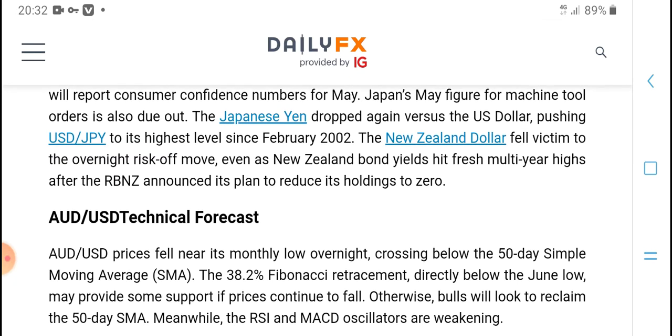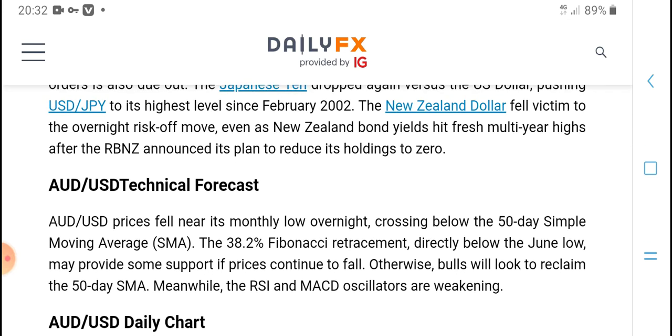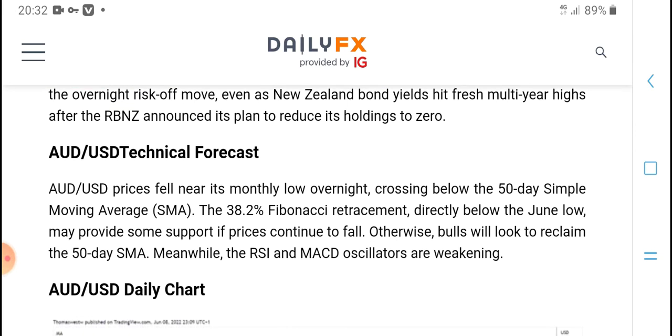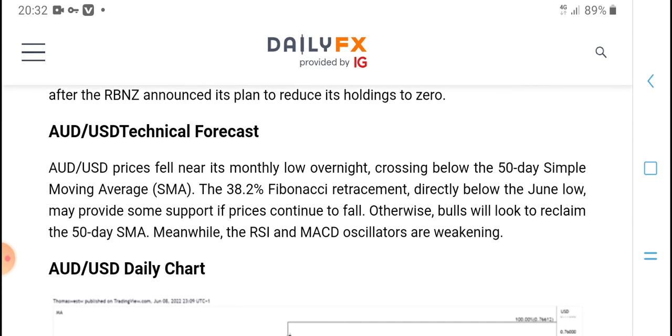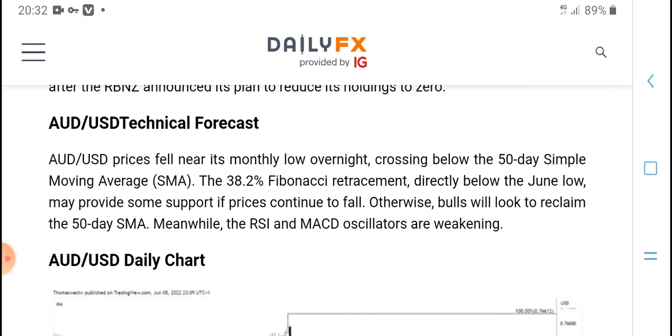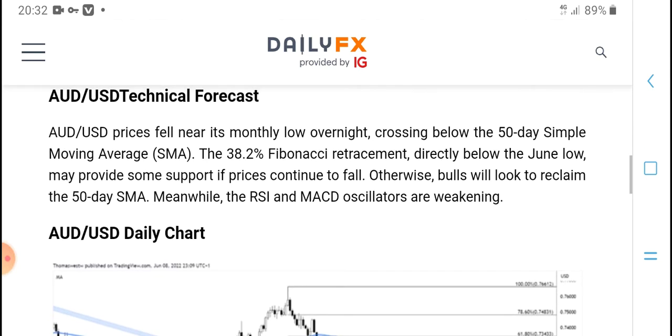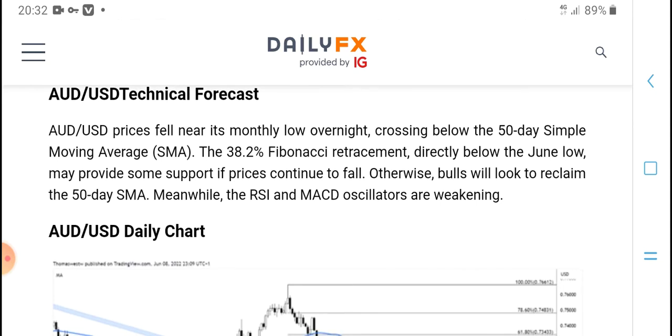AUD/USD technical forex analysis: AUD/USD price is near its monthly low, closing before the 15-day simple moving average. The retracement is directly before the June low, and many provide support. Price continues to fall, so we recommend the 15-day SMA, making it a risk and validity level.